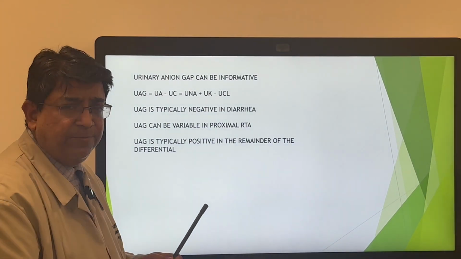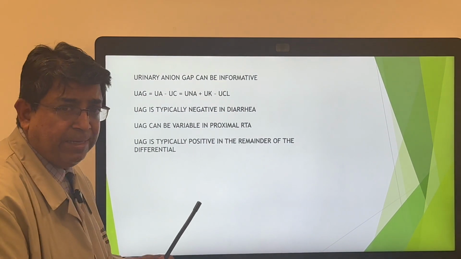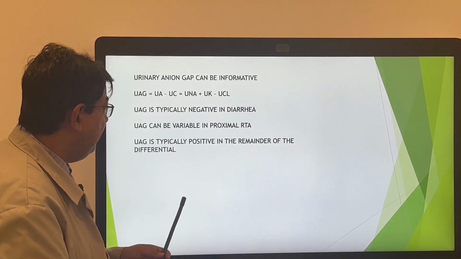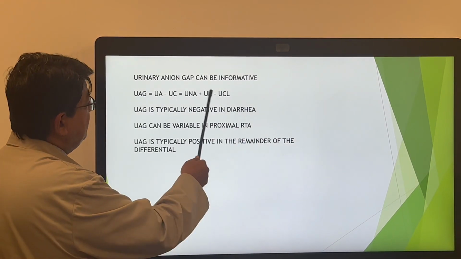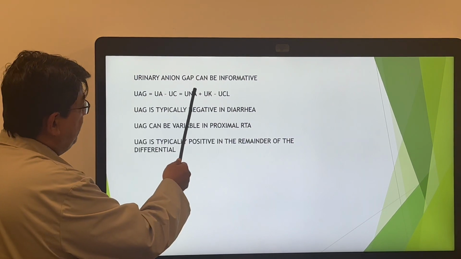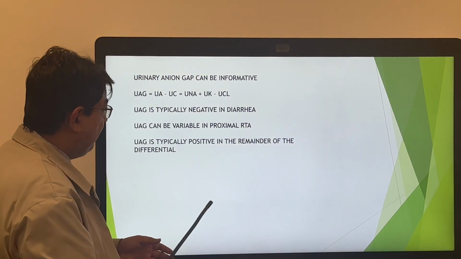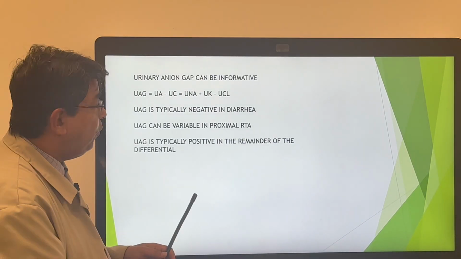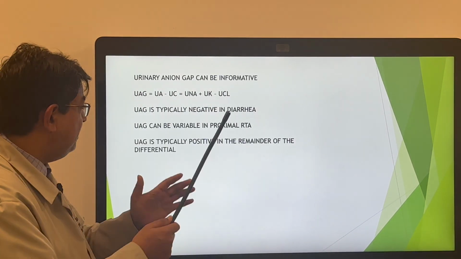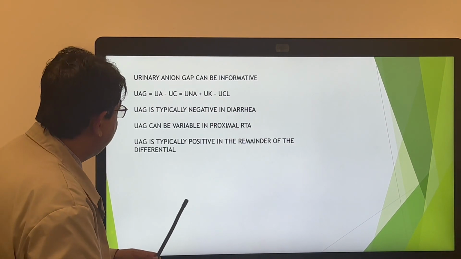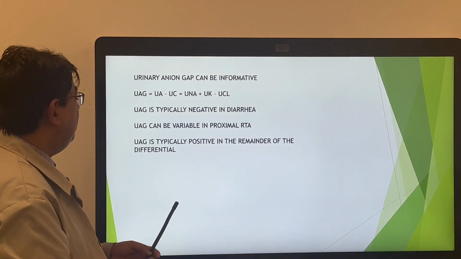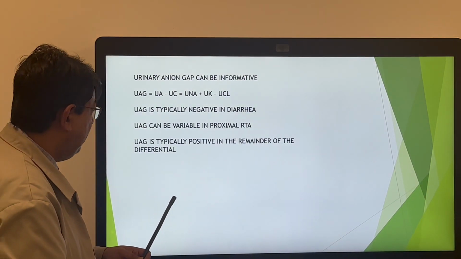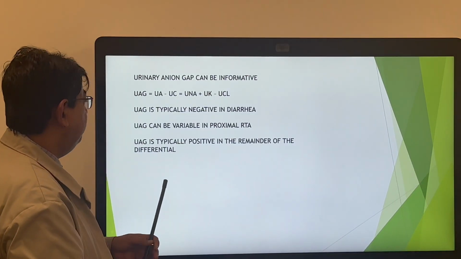So we spoke about anion gap, and again in the urine we also have an anion gap. Here the anion gap is calculated with the urine sodium plus the urine potassium minus urine chloride. So obviously, like I said, you still want that equality between positive ions and negative ions, and you still have this relationship, unmeasured anions minus unmeasured cations.